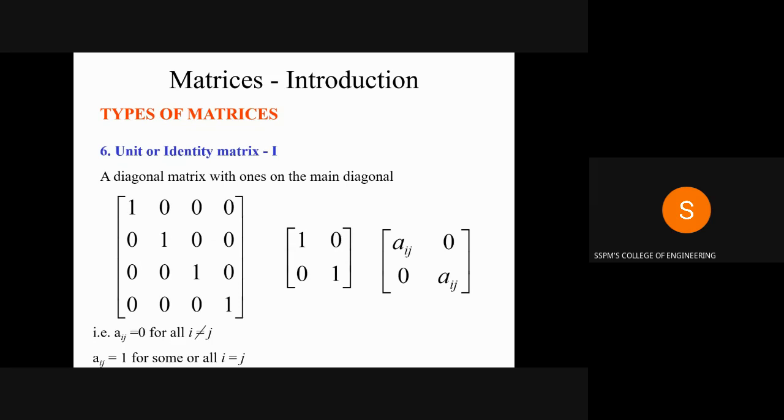Unit or identity matrix. What is a unit or identity matrix? It is also a diagonal matrix, but the special thing is that all the diagonal entries are 1. This is the identity matrix of order 4. This is the identity matrix of order 2. We use this to calculate the inverse of any matrix. This is called a unit or identity matrix: the diagonal entries are 1 and all the other entries are 0.